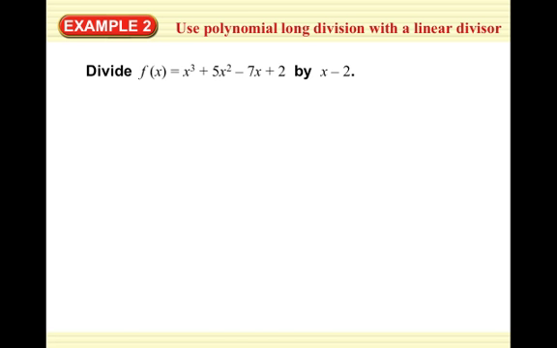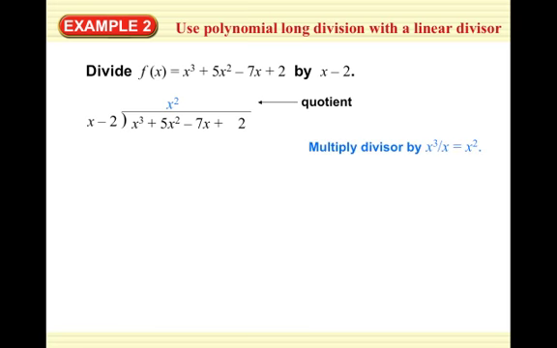All right, let's do another example. We're going to divide x cubed plus 5x squared minus 7x plus 2 by x minus 2. All right, so here we have it written in our format. So remember, the very first thing we're going to do is do the x cubed divided by x to get x squared. And that's going to be our first term in our quotient. And then we're going to multiply the divisor, the x minus 2, by the x squared. So that gives us x cubed minus 2x squared.